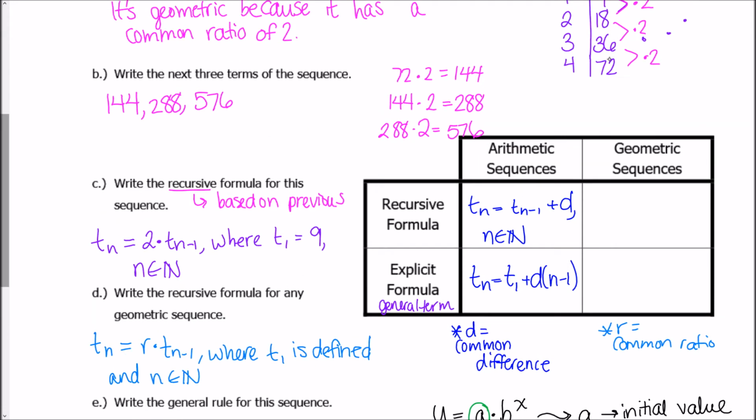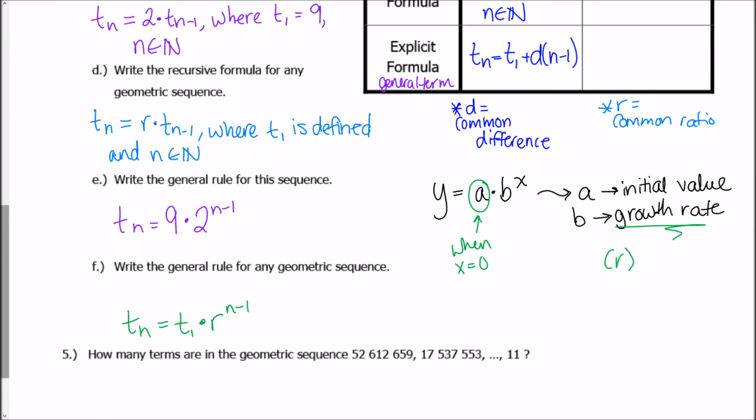So let's just check to see if this works. Right here, we have that our fourth term is 72. So let's do a quick check right here. To find t sub 4, I'm going to do 9 times 2 to the power of 4 minus 1. So I get 9 times 2 to the power of 3, which is 9 times 8, which is 72.